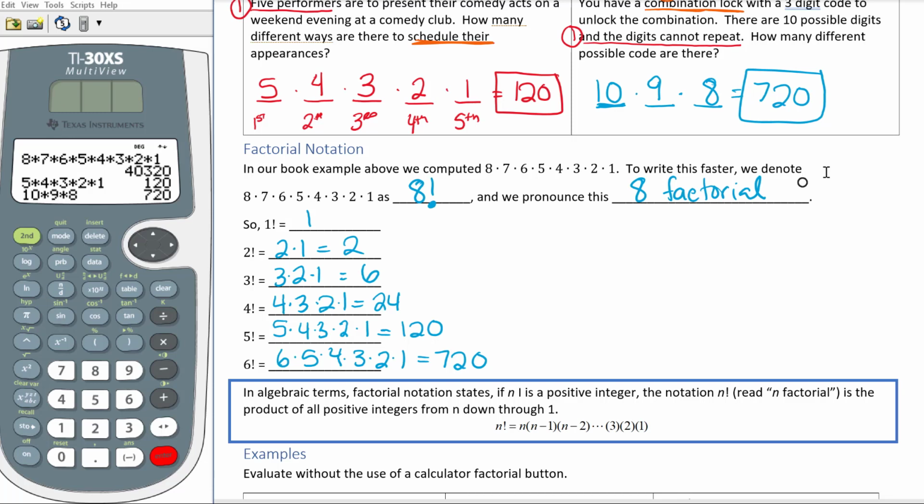So in algebraic terms, factorial notation states that if n is a positive integer, the notation n factorial is the product of all positive integers from n down through 1. The way we write that in algebra, it's n factorial equals n times n minus 1, which is 1 less than n, times n minus 2, which is 1 less than that, times dot dot dot 3 times 2 times 1, all the way down to 1. Now, sometimes that's hard for students to understand in variables, so you definitely at least need to know that if you have a factorial or an exclamation point, you need to take that number and multiply by every single integer lower than that, all the way down to 1.